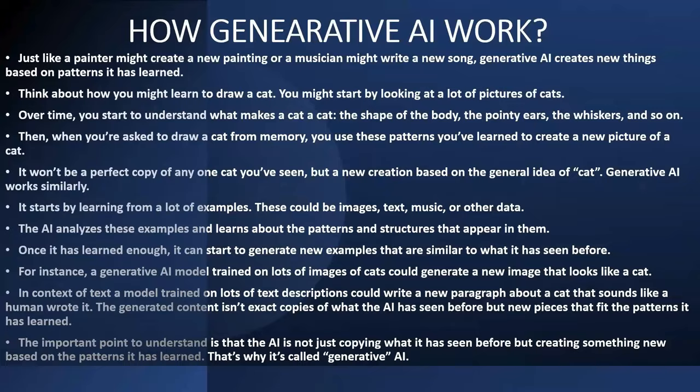Next one. So let's discuss how Gen AI works. Just like a painter might create a new painting, or a musician might write a new song, generative AI creates new things based on patterns it has learned. I hope you understand this statement. What exactly am I saying? When a painter paints a new painting and a musician writes a new song, Gen AI creates new things based on the patterns it has learned.